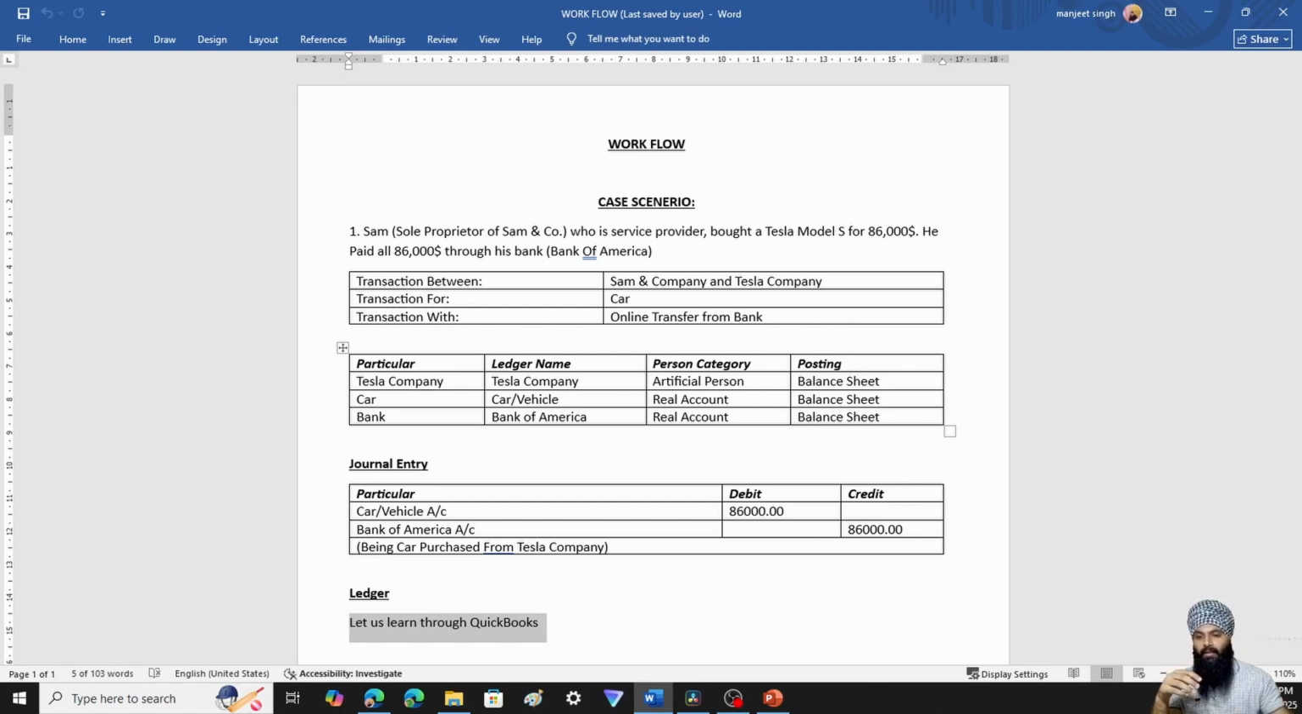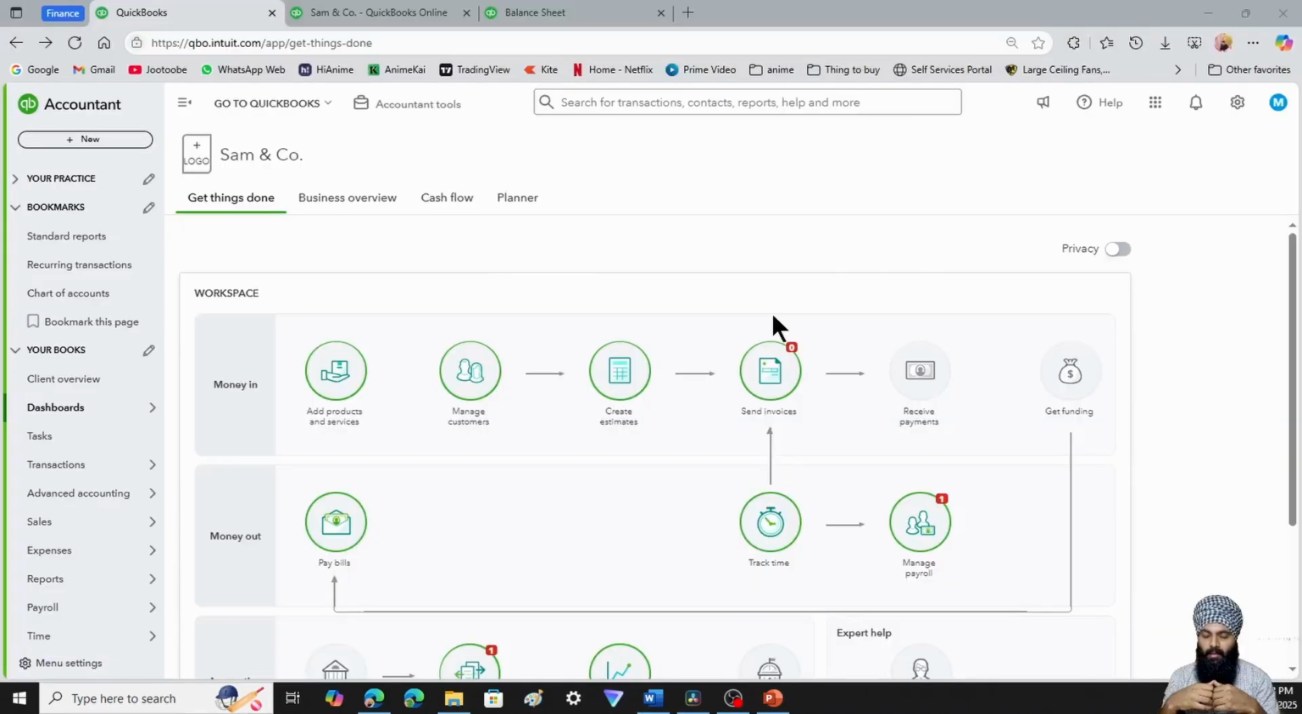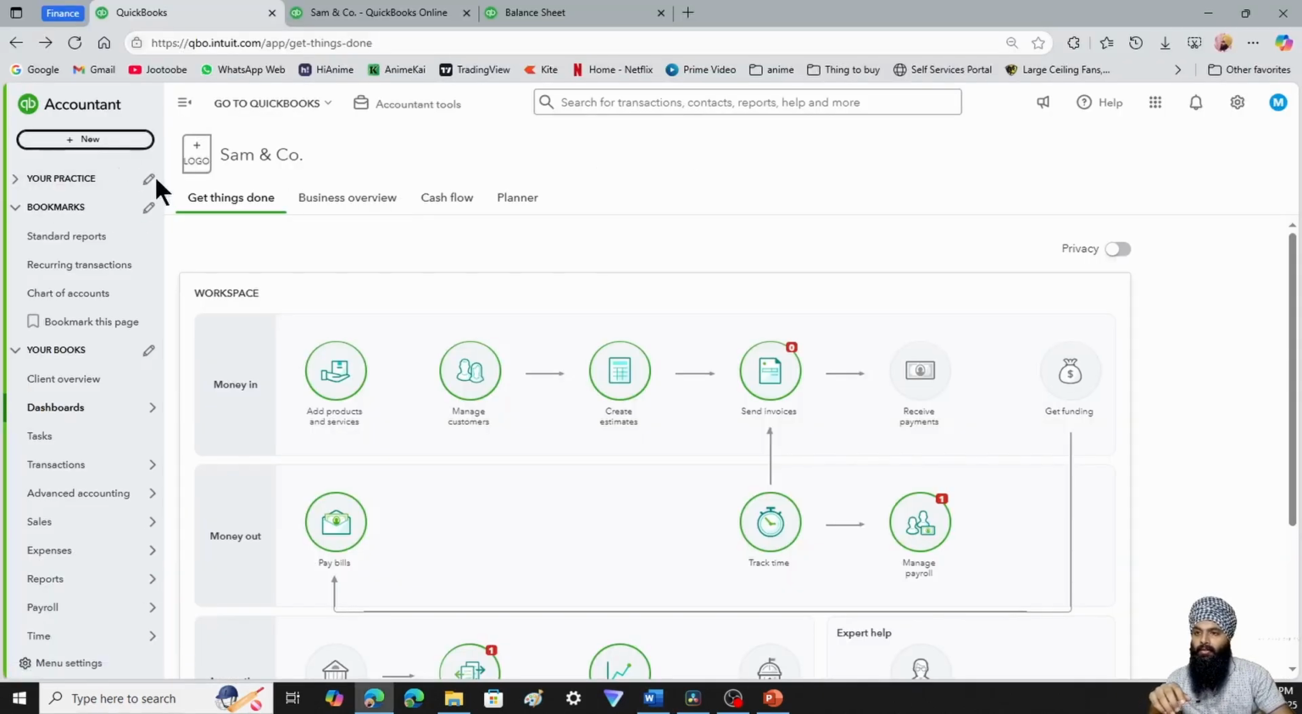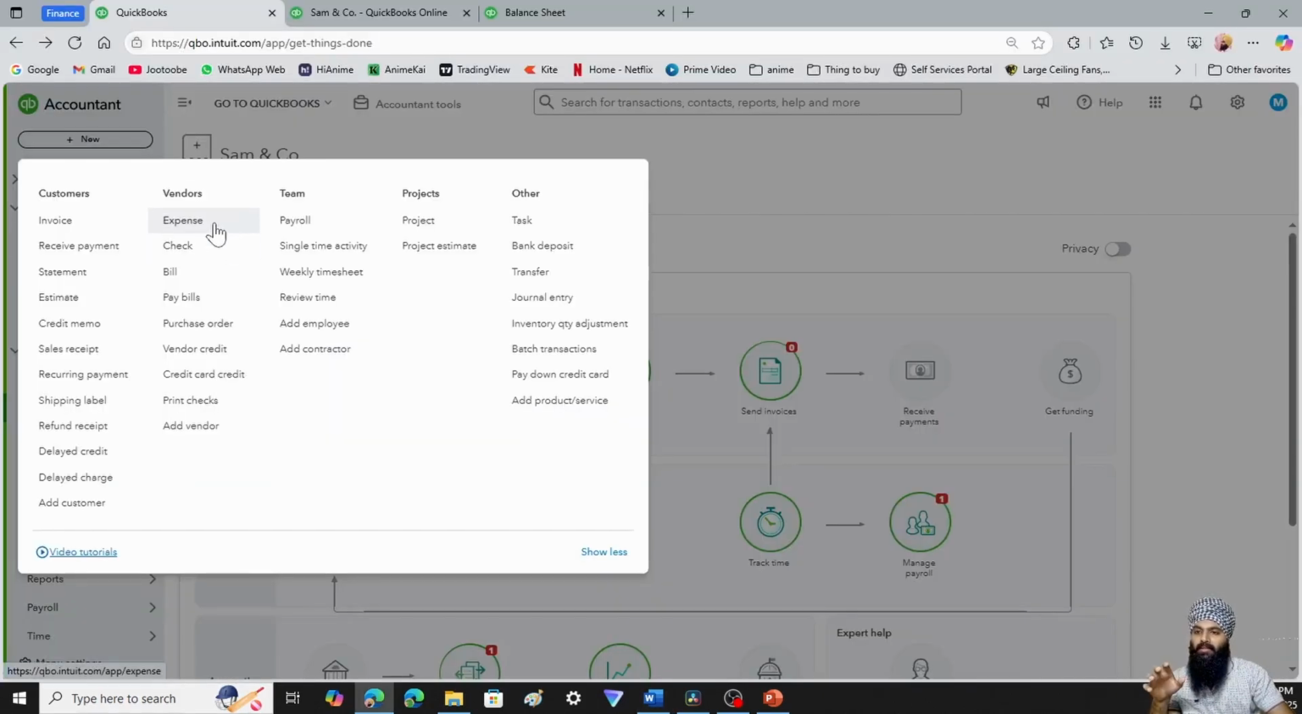right? And let us learn through QuickBooks. Let's create a transaction from our case study, that is between Sam and Tesla company for a Tesla car, right? New expense. Only book an expense when we pay all the money upfront and nothing is pending to pay. Bill is raised only when we are promised to pay the vendor on a later date, right? Let's book an expense.